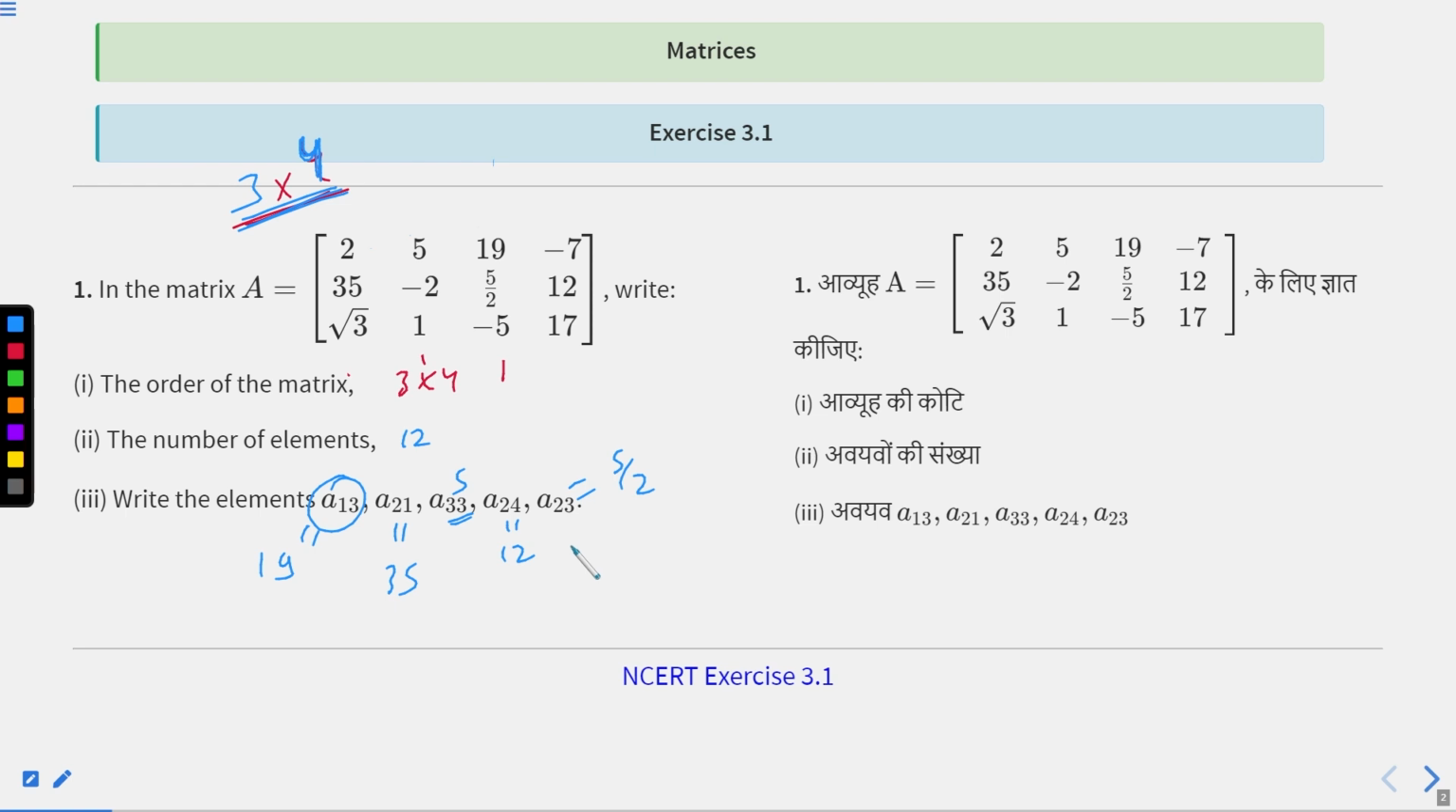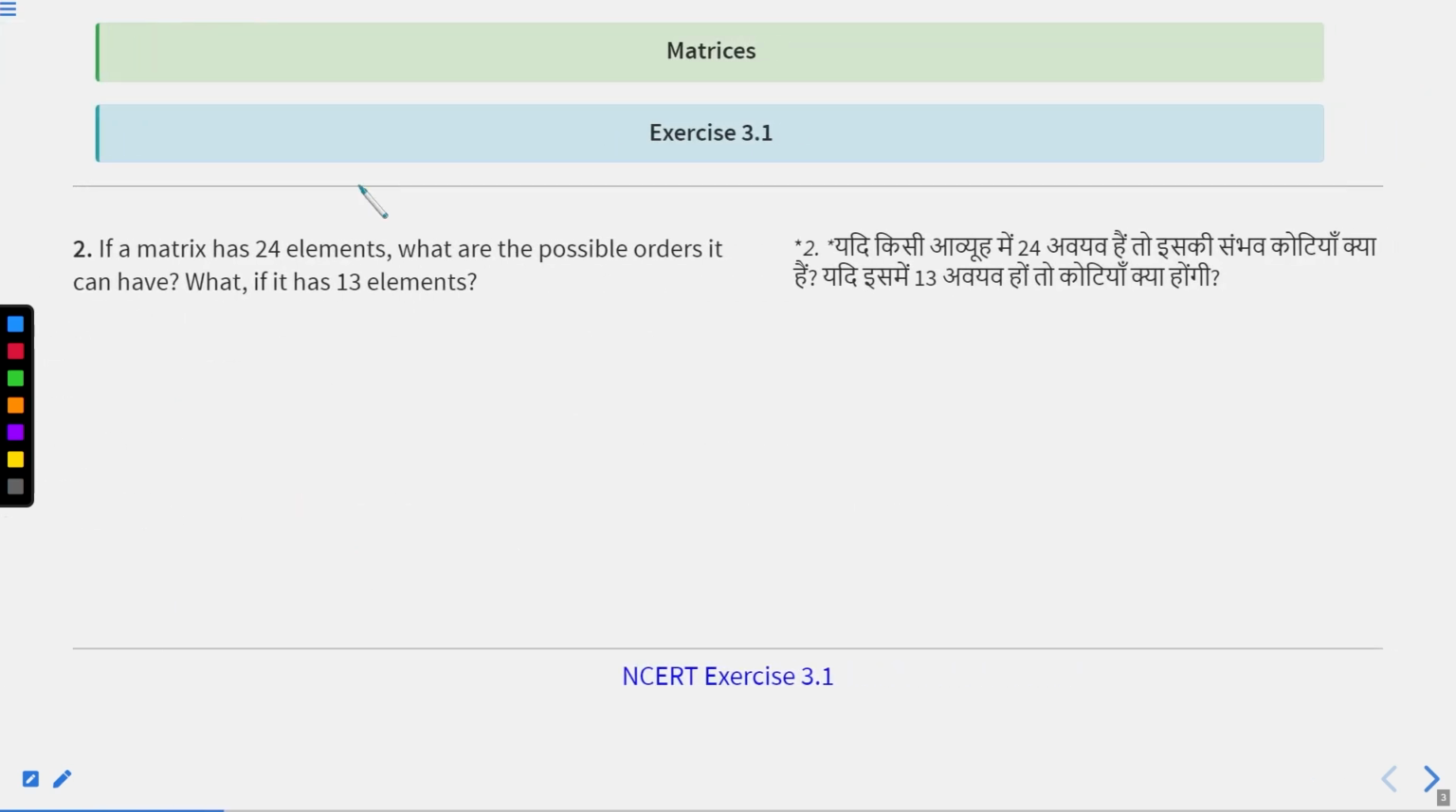I hope that it is clear to you. Let us move to next. Now, if a matrix has 24 elements, what are the possible orders it can have? Suppose we have a matrix A, and this A is having 24 elements.